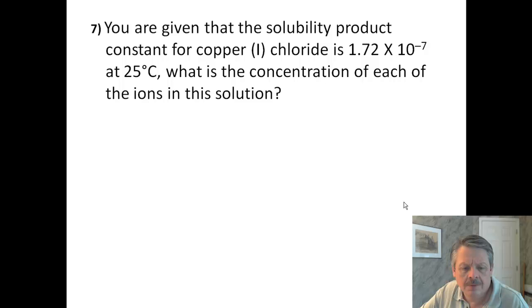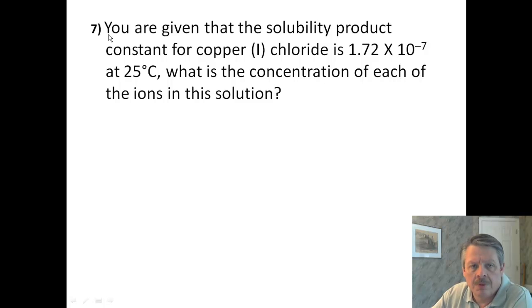All right. Next one. Okay, this one is a lot like number 3 earlier. You're given the solubility product constant. You have to work backwards. But this is kind of a simple one because it's copper chloride.